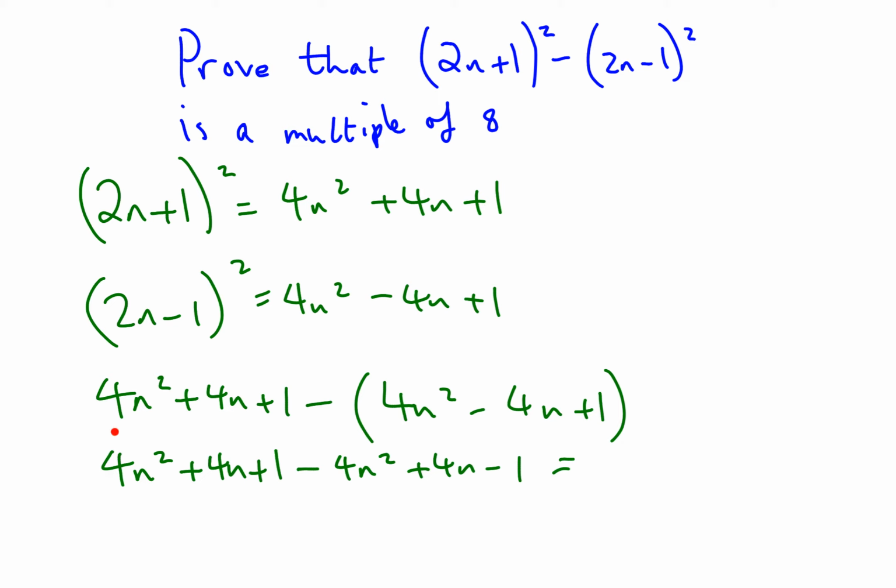So when I tidy this up, you've got a 4n squared and I take away 4n squared. So basically that's gone. You've got a 4n and another 4n. So let's combine those to give me 8n. And then you've got the 1 minus the 1 giving me nothing. So that's your answer, 8n.